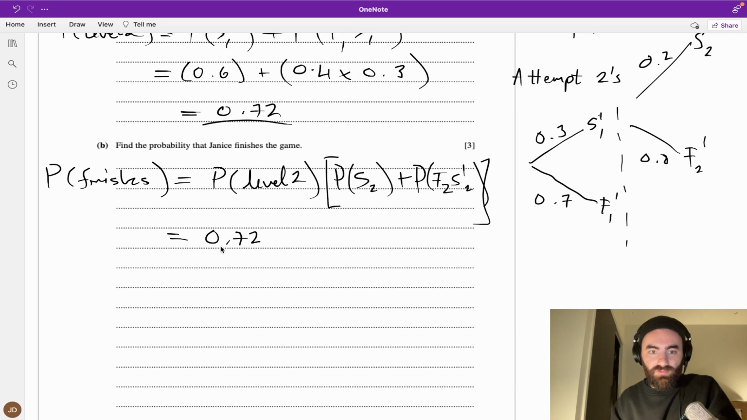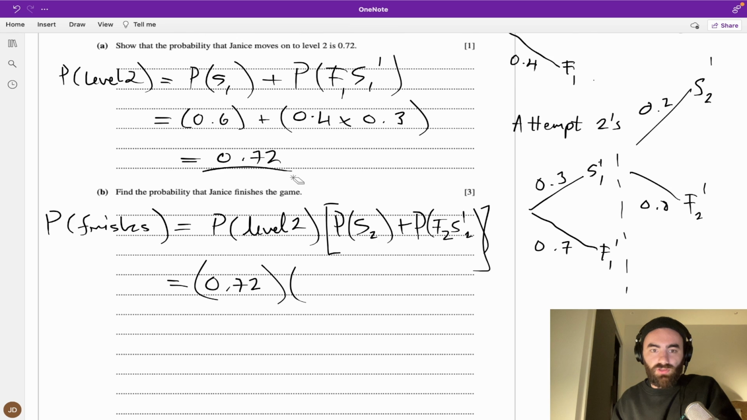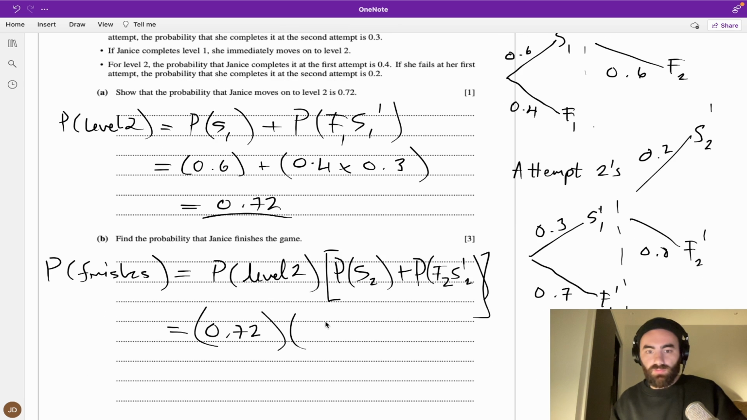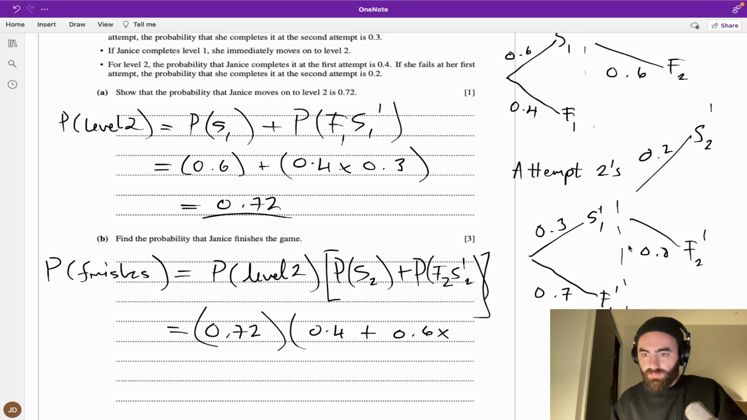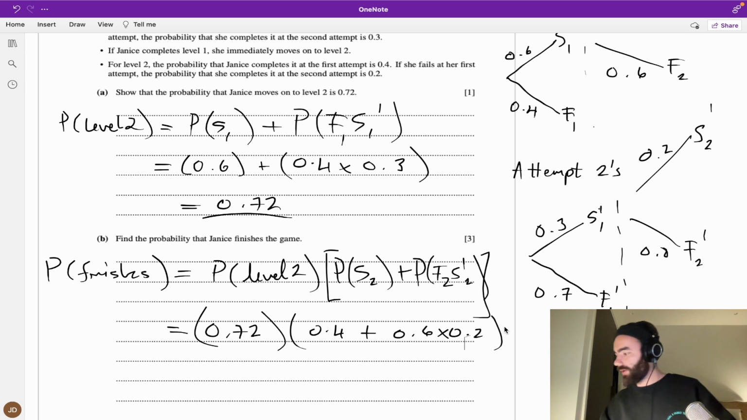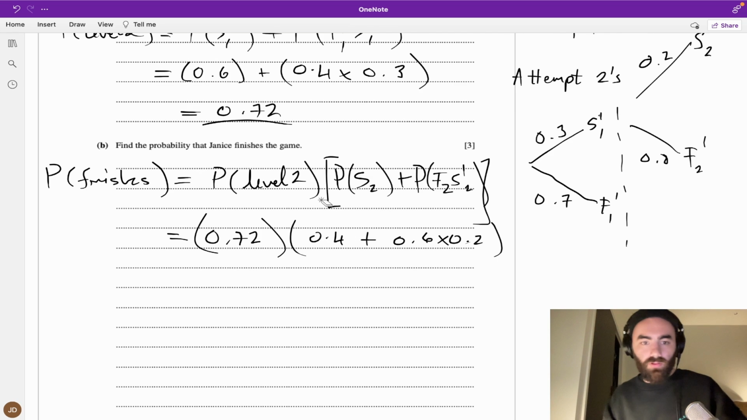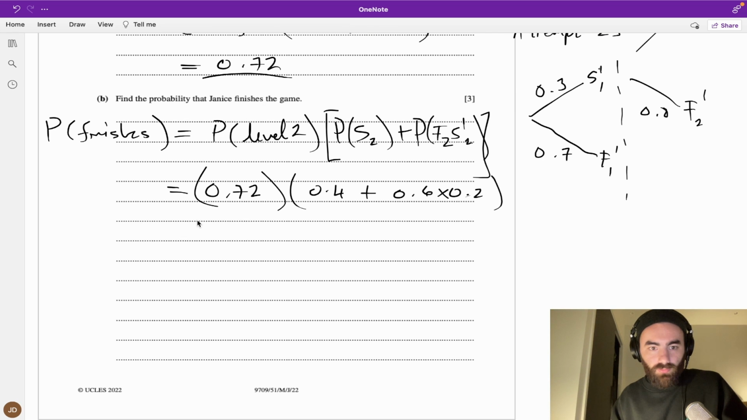So 0.72 times, you could calculate them all individually, but this actually is probably quicker. Be 0.4 plus 0.6 times 0.2. So 0.6 times 0.2 plus 0.4 times 0.72 is 0.3744. So the probability she finishes is 0.3744.